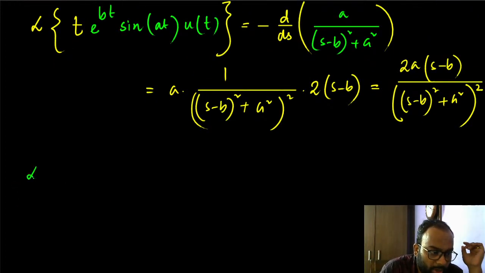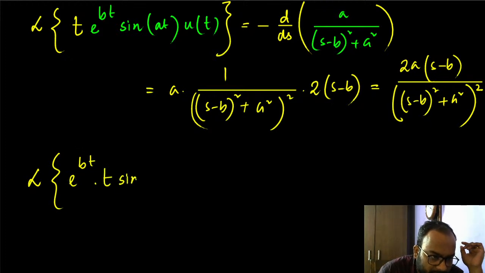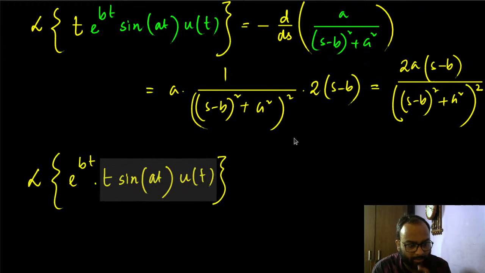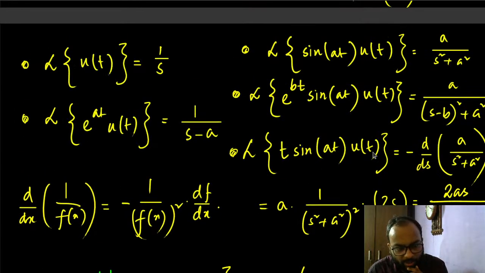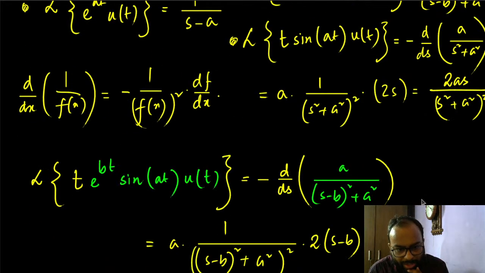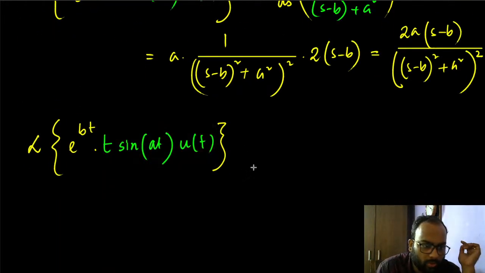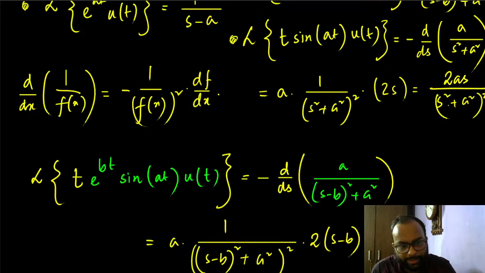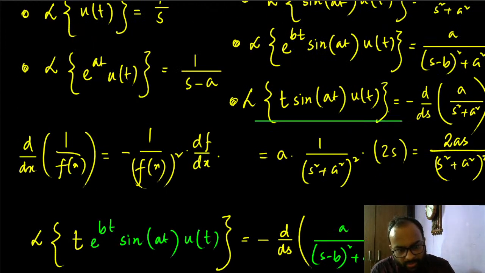We can write this as e to the power bt times t sine at ut. And we know the Laplace transform of this quantity, we just derived it moments ago. The Laplace transform of this quantity that I have represented in green is 2as by s square plus a square whole square, which we derived a moment ago.